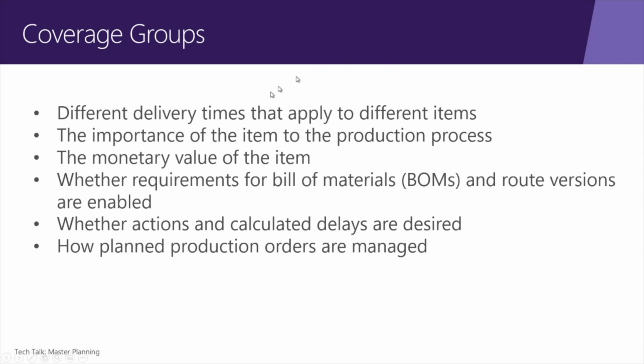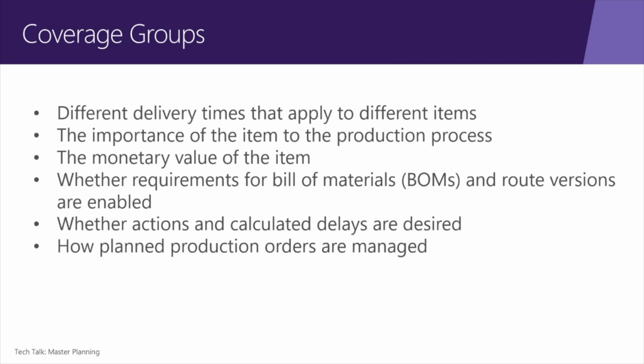What coverage groups help us with is to say how far down the line I'm planning, and what things I'm planning. For example, if you're doing capacity planning, are you doing capacity planning for the next 2 weeks, next 4 weeks? Those are the kind of settings you'll be defining at the coverage group level. And you will create different coverage groups because different items will need different types of coverage.